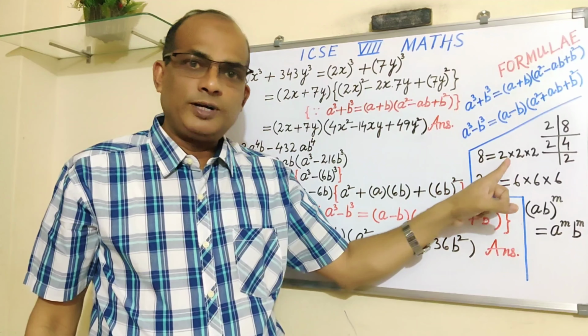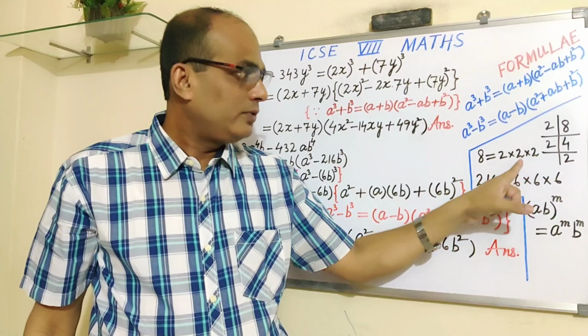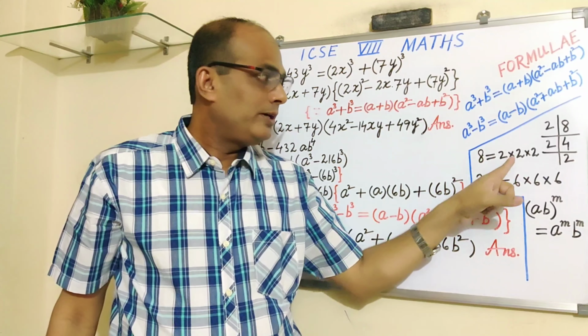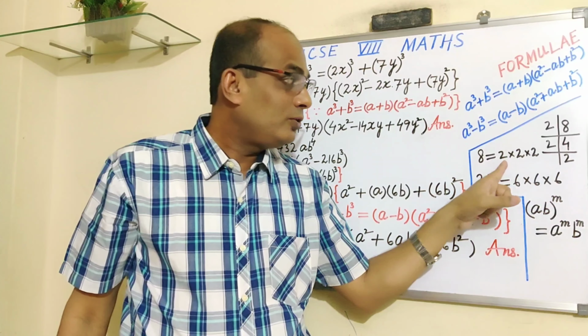8 is equal to 2 multiplied by 2 multiplied by 2, right? So 8 you can write down as 2 multiplied by 2 multiplied by 2. That means 2 raised to power 3.